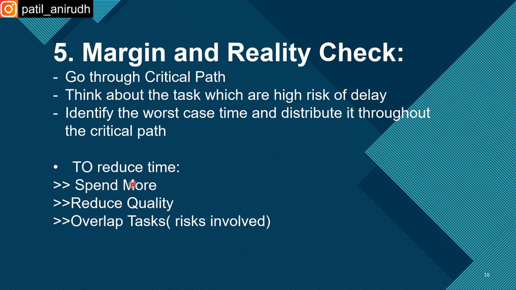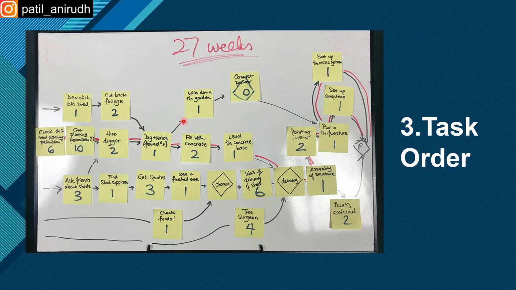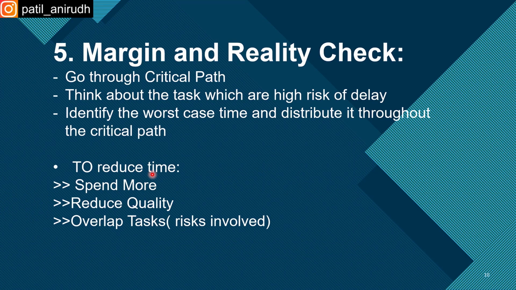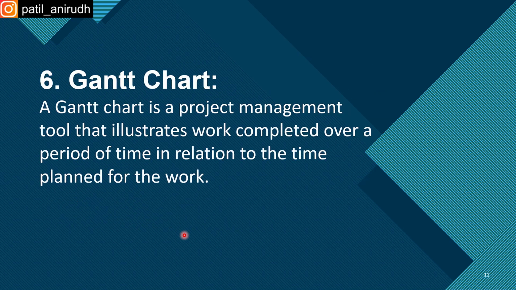And to reduce time, what you can do is either spend more, like if you are having a YouTube channel and you're not able to dedicate time to the videos, then you can hire a video creator like that, okay. So that is how you spend more, right? Or reduce the quality. That means quality comes with risk, like sometimes the customers may not get satisfied, right? Or overlap tasks. Overlapping tasks involves risk, so do this carefully, okay. So to do this, you can follow these steps: either spend more, reduce the quality, or overlap the tasks.